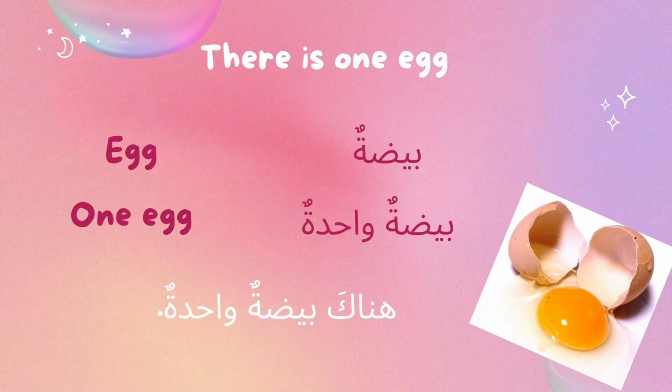And therefore, we only use واحد for the masculine noun, which I've already explained in this video. Click on this eye icon if you don't know how to identify the gender of a noun.